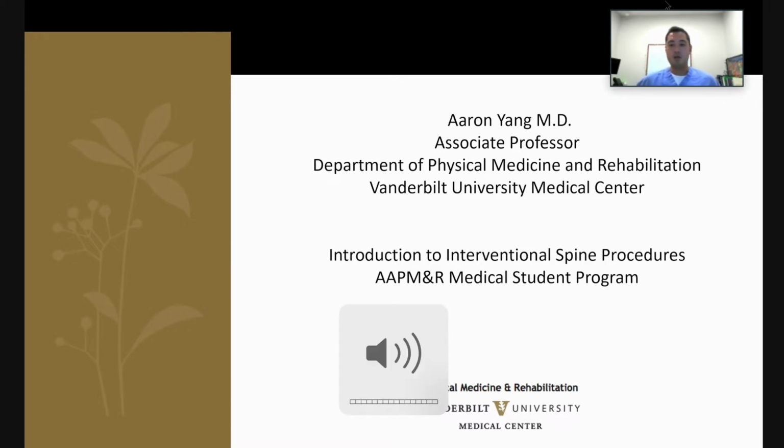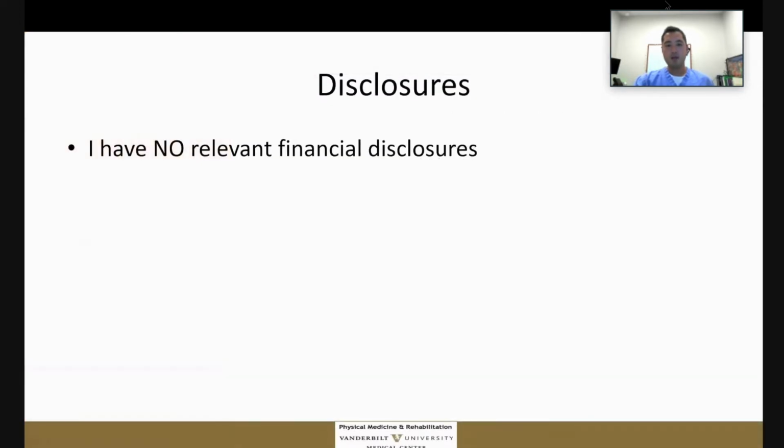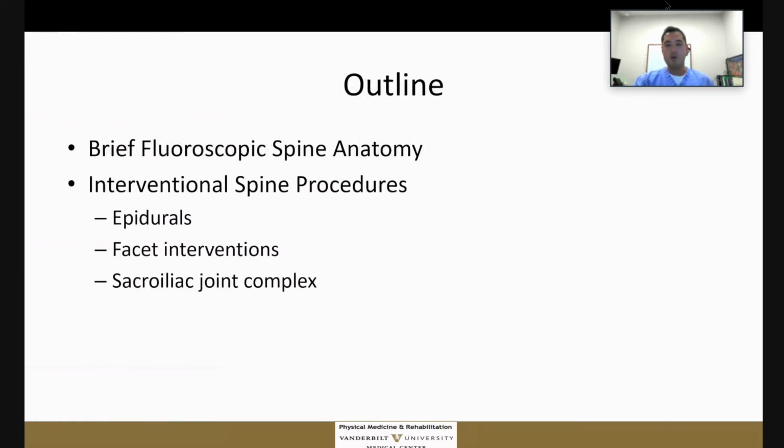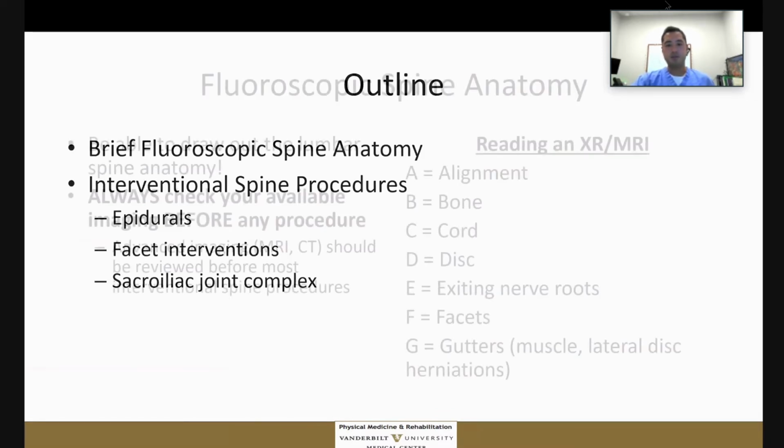So what I plan to do is just go over some basics about interventional spine procedures and talk a little bit about indications and different approaches. I have no financial disclosures. And again, my brief outline: I'm going to go over very briefly some fluoroscopic spine anatomy and then talk about 3 of the most common spine procedures we do: epidural steroid injections, facet injections, and SI joint injections.